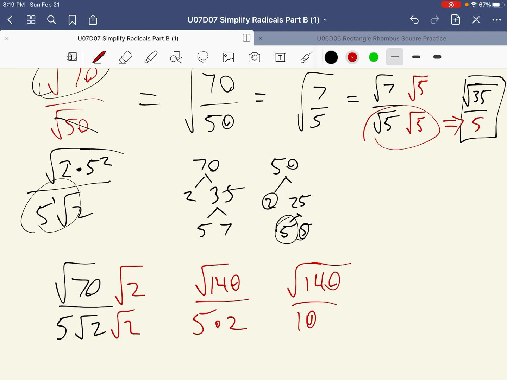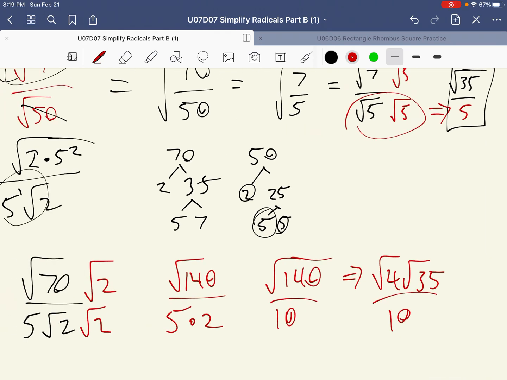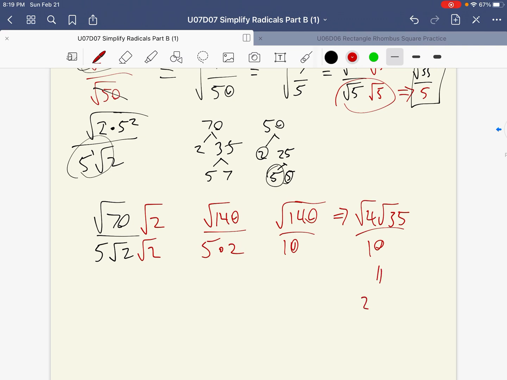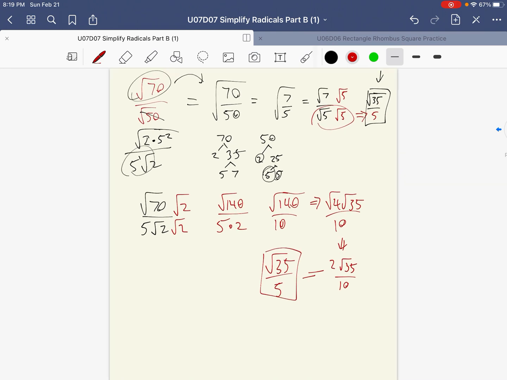So radical 140 is, well, it's 2 times 70, 4 times 35. So this is going to be radical 4 times radical 35 over 10, which is going to be equal to 2 radical 35 over 10, which is going to become radical 35 over 5. So there's a couple ways to approach this. Simplifying by putting it all together in one fraction is probably easier than doing all the simplifying and then having to do it again. You might as well simplify at the beginning.